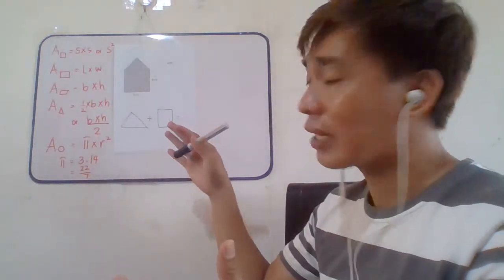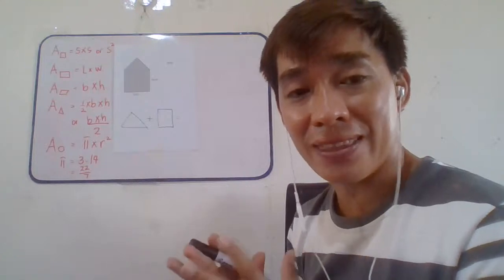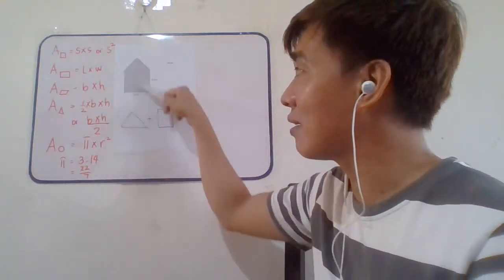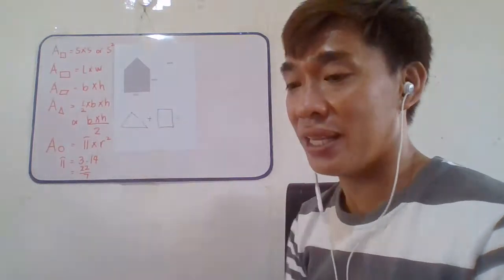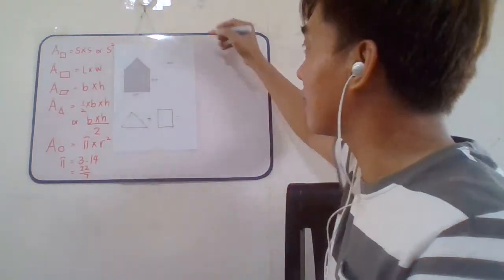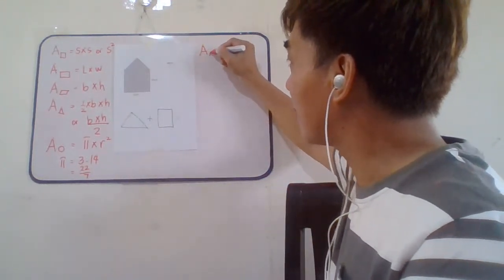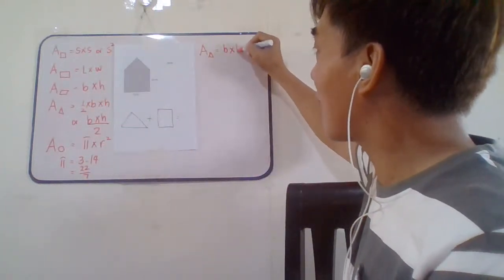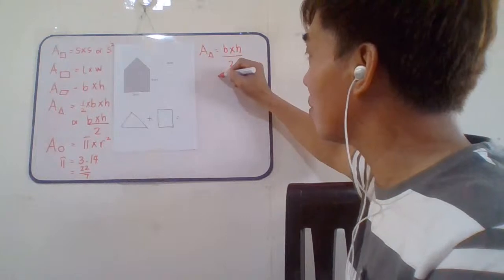So, the instruction is just to get the area of the shaded figure, and the shaded figure here is composed of a triangle and a rectangle. So, allow me to solve the area of the triangle. Area of the triangle. Of course, remember that is equal to base times height divided by 2.